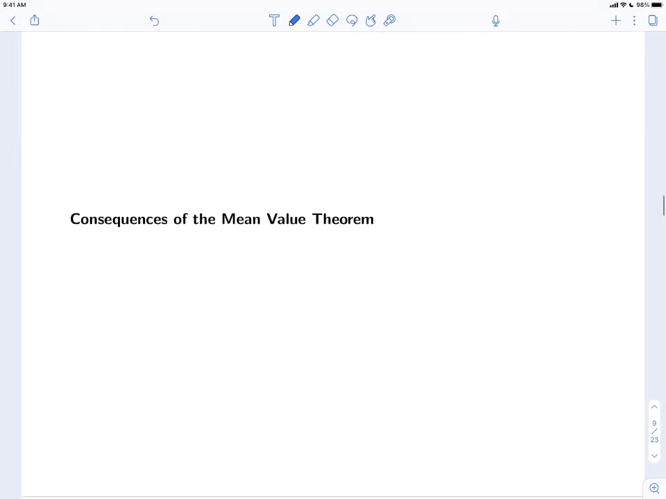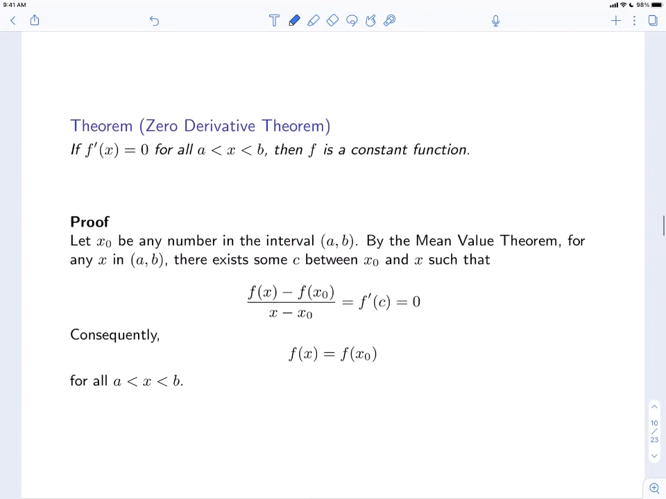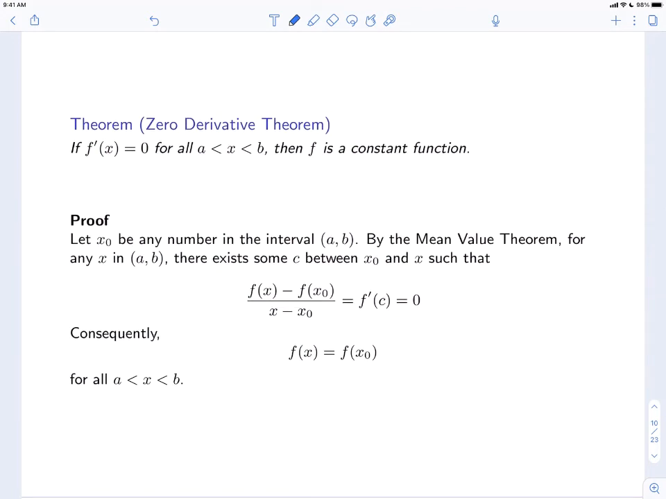Let's talk about some consequences of the mean value theorem. The first one is what I'm calling here the zero derivative theorem, although I don't know that it really has a name. The statement is that if f prime of x is equal to 0 for all x between a and b, then f is a constant function between a and b. So f is constant on the interval from a to b.